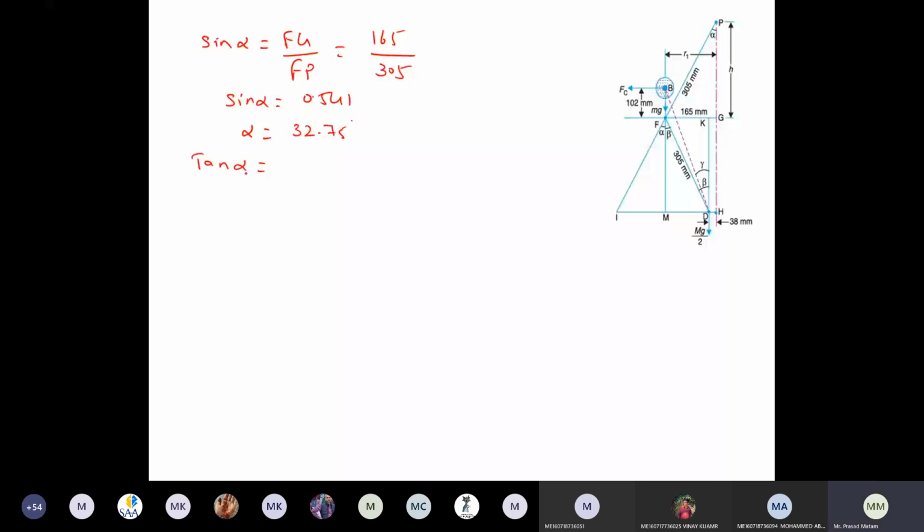Now try to find tan alpha. Similarly, what is tan alpha here? That is tan 32.75. What is the answer we are getting? Tan alpha is 0.6432, I am getting. I am solving.